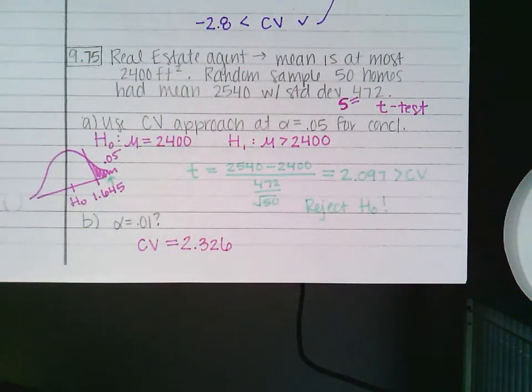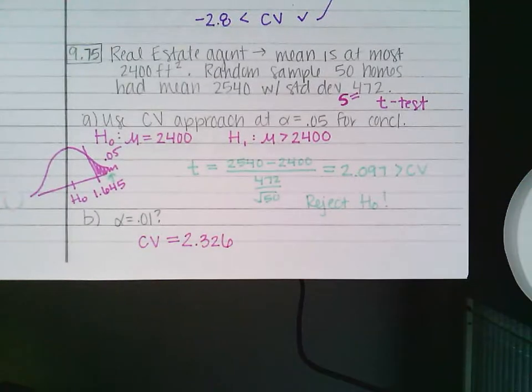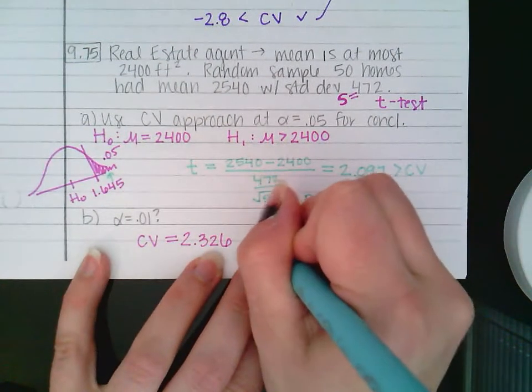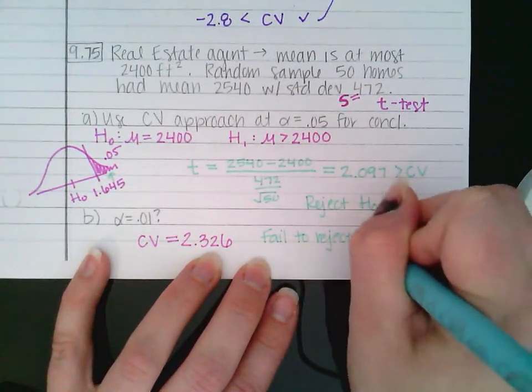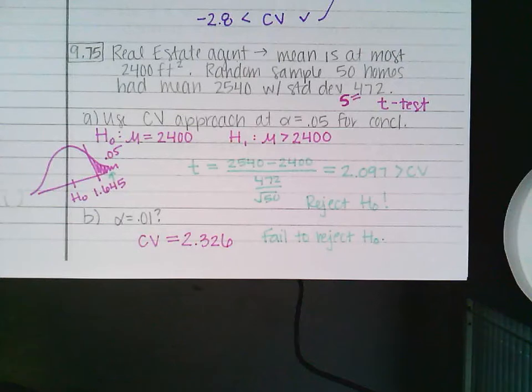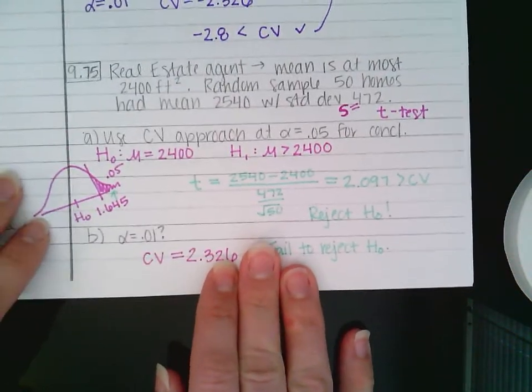Well, in that case, my T is not greater than the critical value. So in that case, I would fail to reject H0. So knowing your significance level could be really important to your conclusion, because as you can see here, if you choose a different significance level, you might be able to report your data in one way or another based on just what that significance level is going to be.